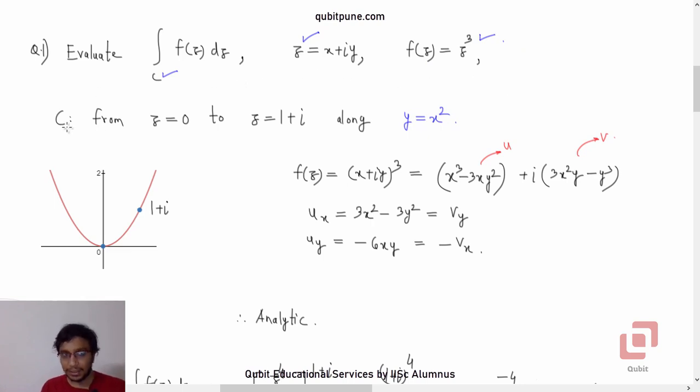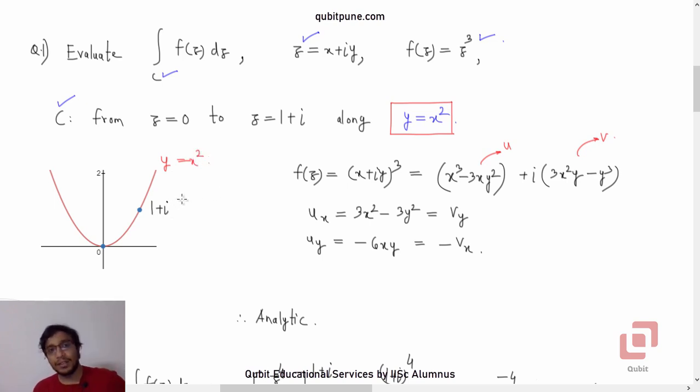Okay, so we know the function. Now let's go to the path C. Path C is the curve, or that part of the curve that we want, which begins at the origin or the complex number 0 and ends at the point (1, 1) or the point 1 plus i in the z plane along y equal to x squared. So out of infinitely many paths which join the origin and the point 1 plus i, we will be considering the parabolic path y equal to x squared.